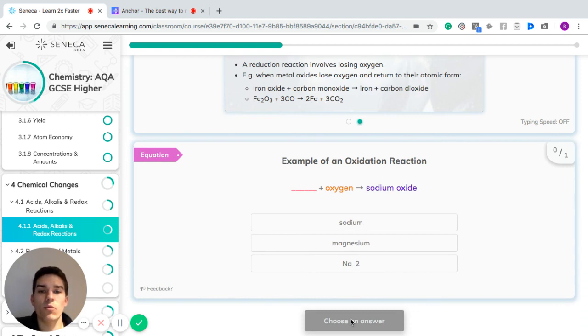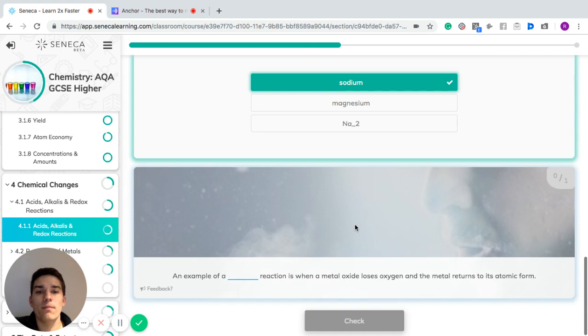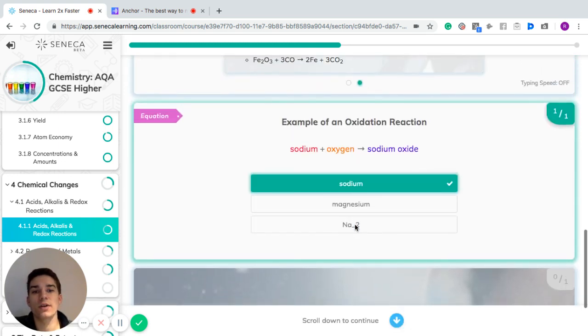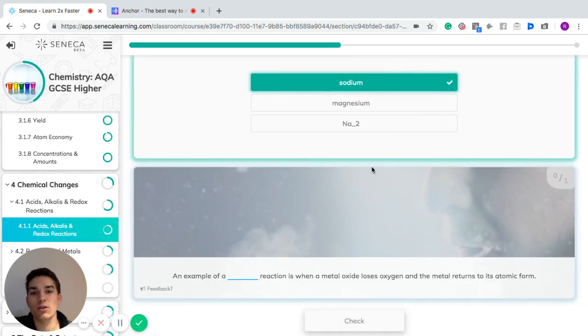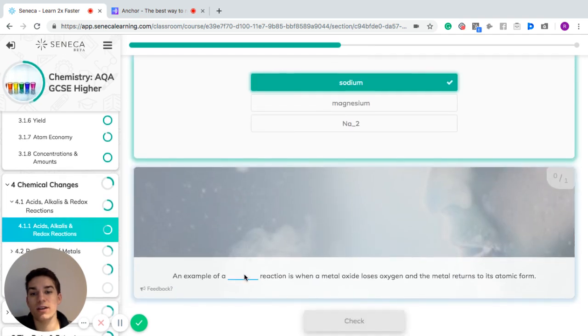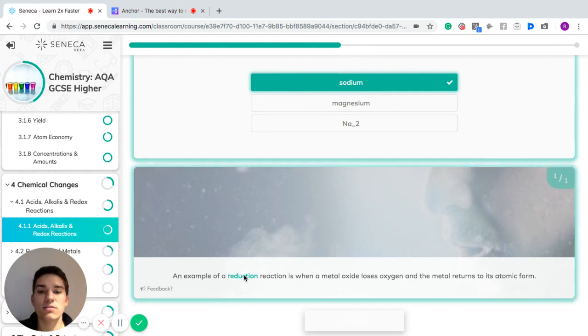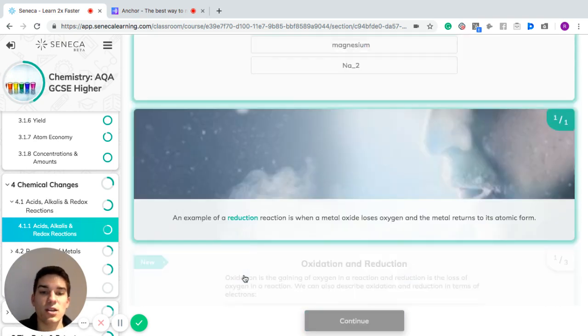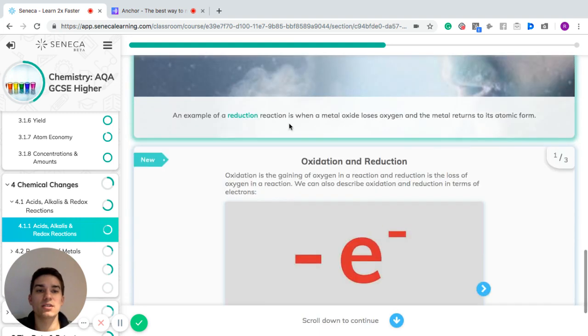So a recap of an example of an oxidation reaction would be sodium plus oxygen going to sodium oxide. It's been oxidized because the sodium has gained oxygen in the reaction. And an example of a reduction reaction is when a metal oxide loses oxygen and the metal returns to its atomic form.